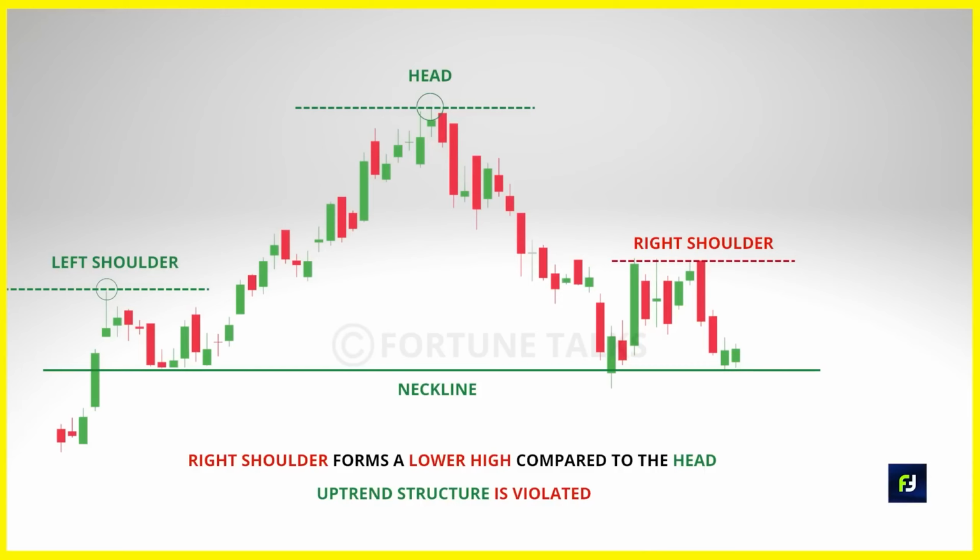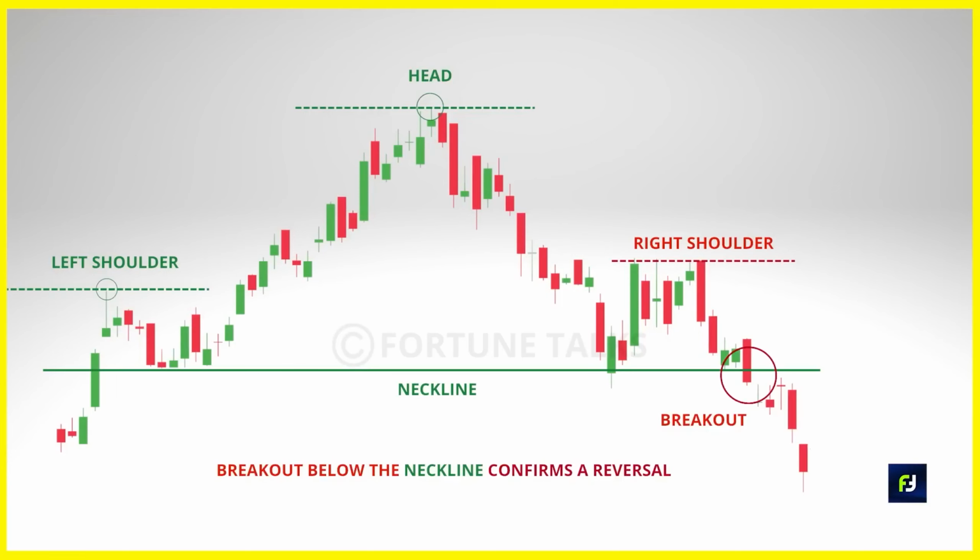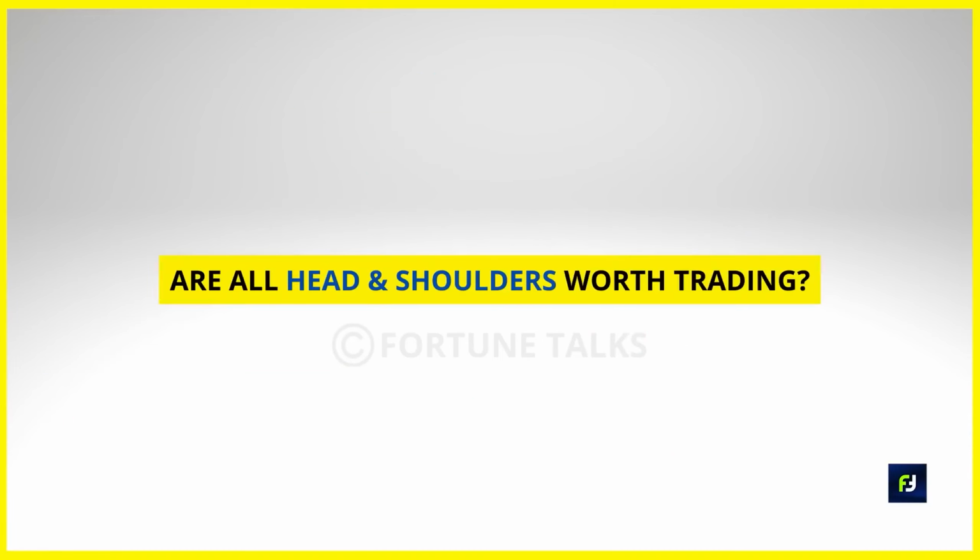Now, the only level that stands in favor of the bulls is the neckline, which is also a support level. Or in other words, the neckline is the last line of defense for the buyers. And if the price breaks below it, the market could head lower and begin the start of a new downtrend. So basically, the head and shoulder pattern signals a possible trend reversal as the buyers fail to push the prices higher. Are all head and shoulder patterns worth trading?